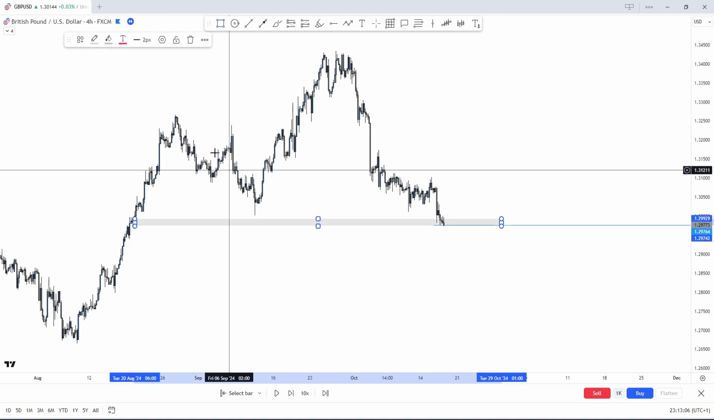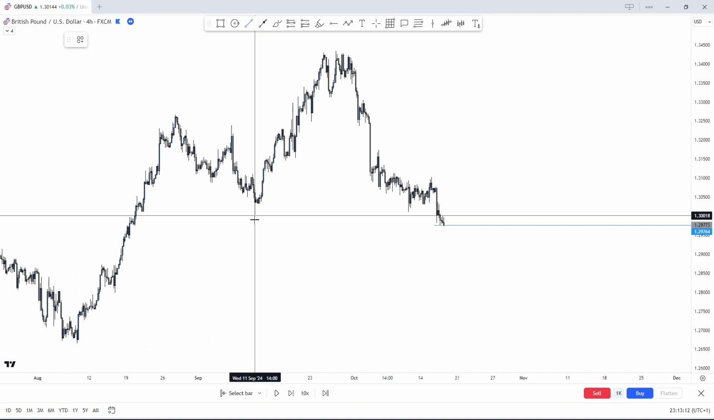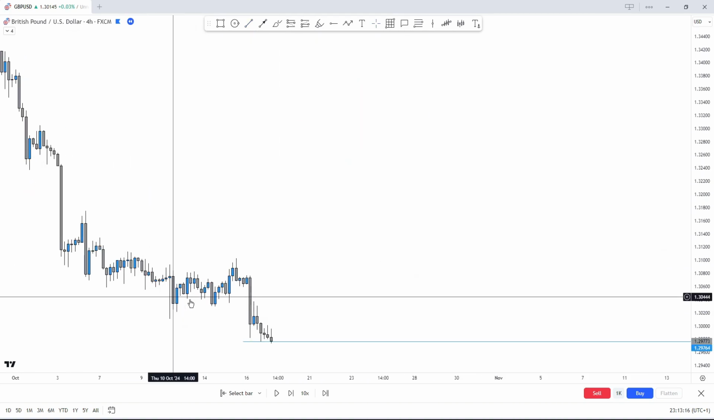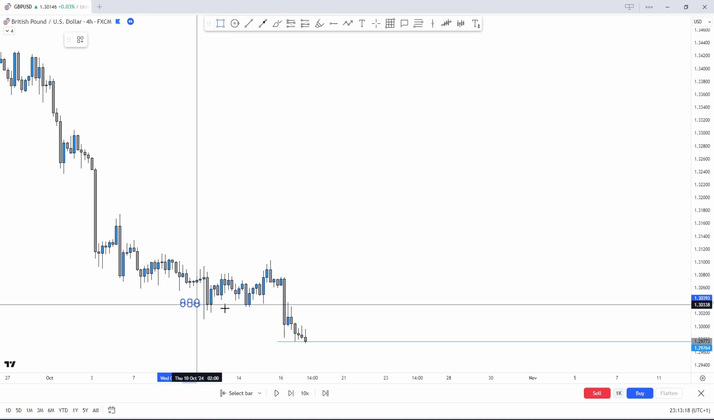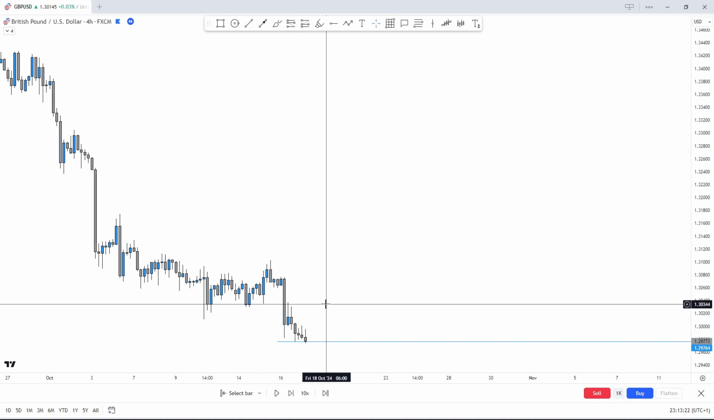Just came into this level, and we also swept some levels of liquidity over here, this previous weekly low over here, and some lower time frame levels of liquidity here. You guys can see all over here. So essentially, I was looking for a reversal trade, right?